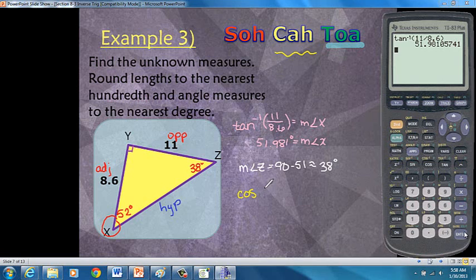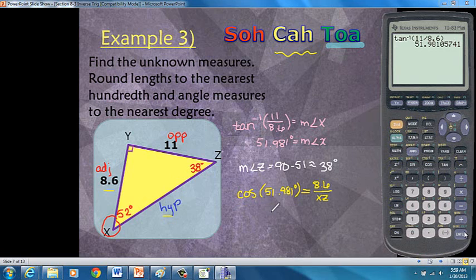The cosine, and here's where I'm going to use my angle. I'm going to say the cosine of this angle, angle x, is the adjacent over the hypotenuse. Since that 52 degrees is rounded, I'm going to use what I came up with initially. So the cosine of 51.981 degrees is going to equal the adjacent, 8.6, over the hypotenuse, which is xz.